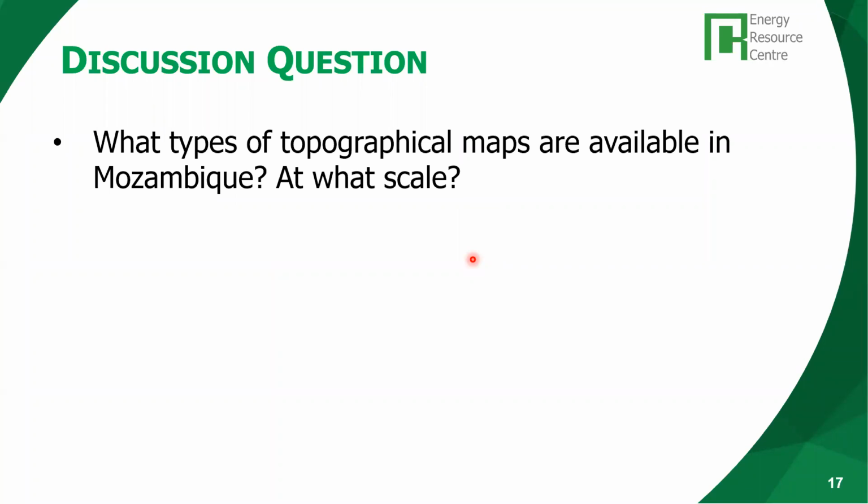So, for example, do you have a topographical map in a scale of 1 in 50,000 or 1 in 20,000? Because normally, 1 in million scale maps are available, 1 in 500,000 maps are available. But for hydropower planning, you need high resolution maps. So can anybody tell me what type of topographical maps are available?